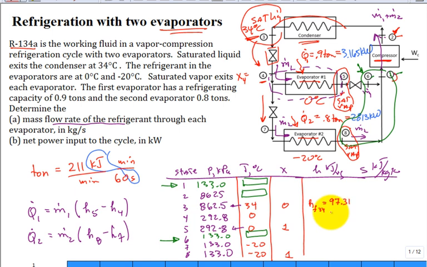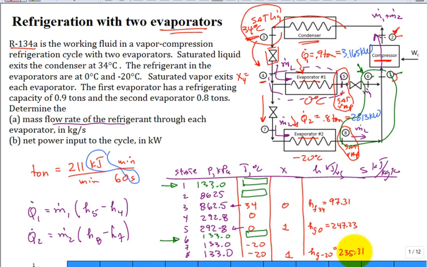You could probably get the H down here, H of G at 0 degrees C. That's at state what? Five. Isn't that 247.23? And then our other H is H at 8, H of G at negative 20 degrees C, and that comes in 235.31. Do you agree? Thank you very much. Any other confirmations? Thank you very much. All right, now I have three of those H values.